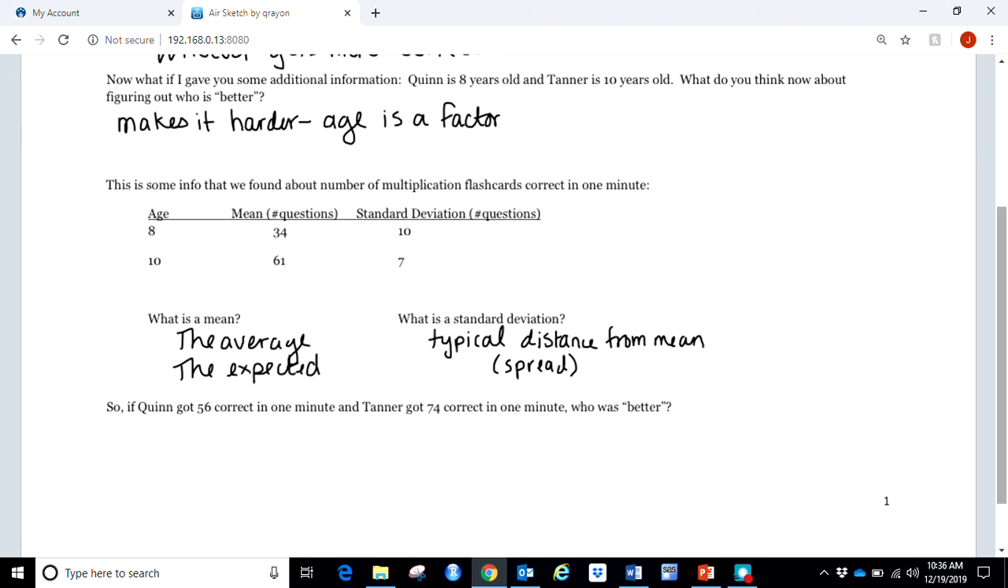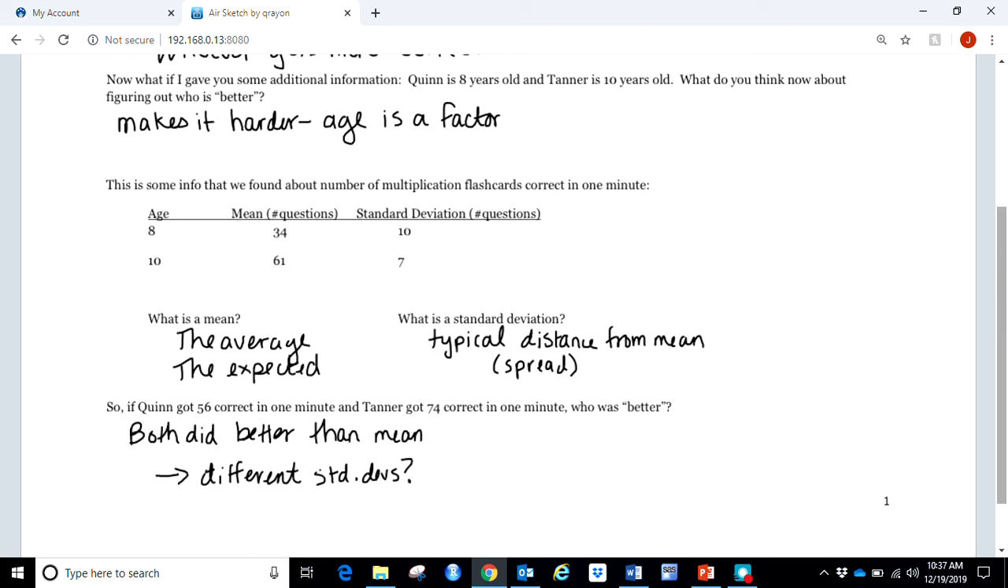Well, looking at Tanner, Tanner is 10. On average, they get 61 questions correct, and he got more than that right. So they both did better than the mean. And that's even taken into account their age. But the one thing I haven't figured out how to use yet is, I looked at the fact they have these different means, but how do I use the fact that they have different standard deviations?